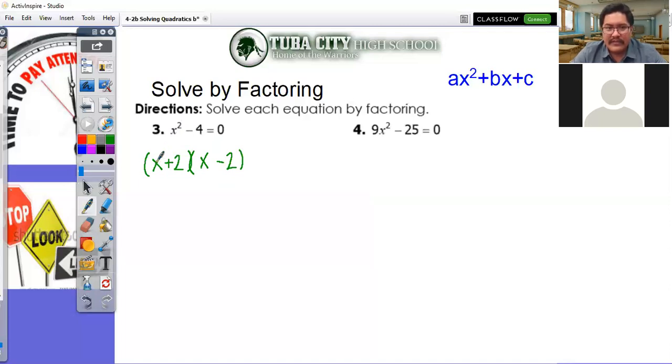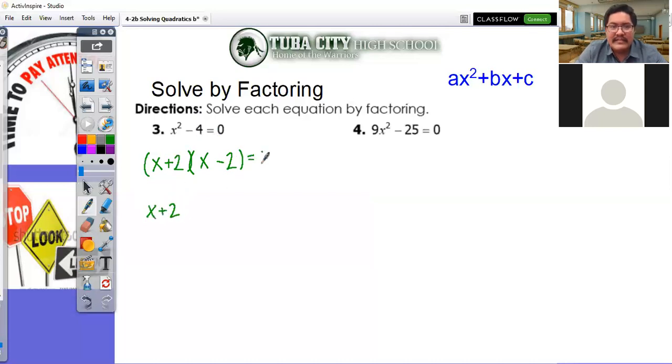So FOIL is first numbers, outside numbers, so that's -2x. Inside numbers, plus 2x. So 2x minus 2x is nothing. It's gone. That's why there's nothing up here. That's why our b value is gone. It's zeroed out. And 2 times -2 is -4. So there we go, we got it. And I'm going to show you more of the shortcut on the next one. Once you know it's a difference in squares, it's going to be a little bit easier.